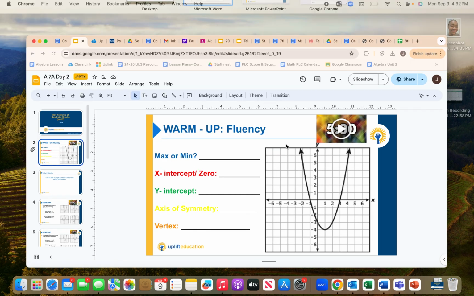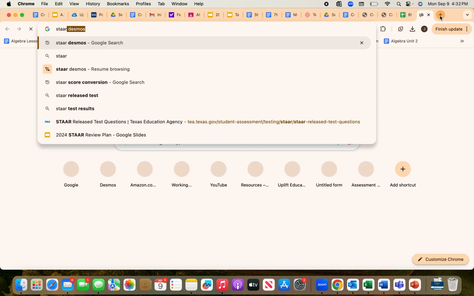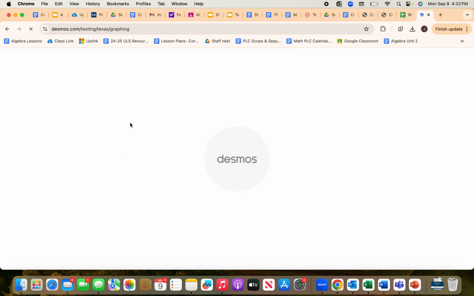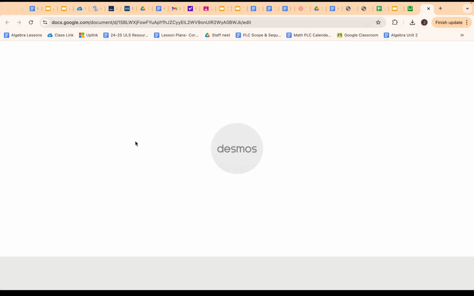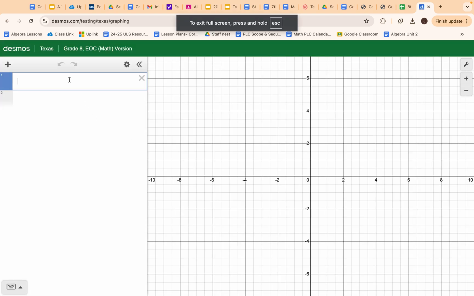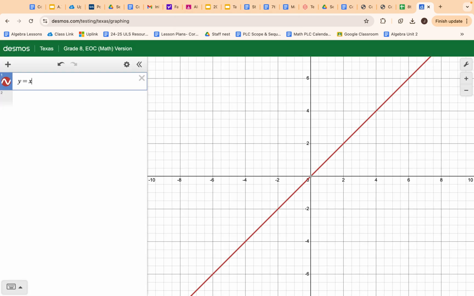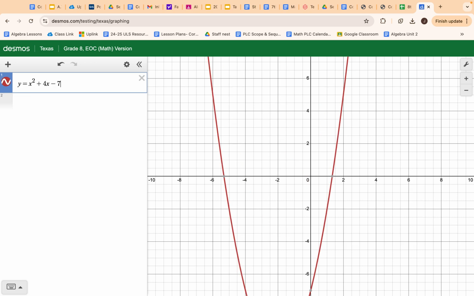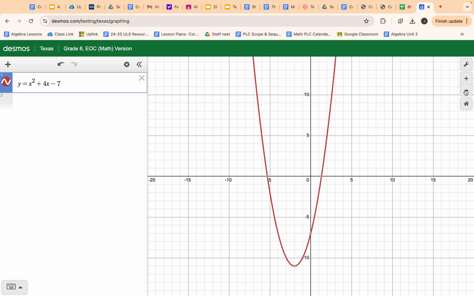So go ahead and go to Desmos for me. I'm going to go ahead and start Desmos, and you'll know exactly what I'm talking about. So number 10 says y equals x squared plus 4x minus 7, and they're asking you to identify the vertex. Well, first on your notes, you need to make sure you draw this parabola that you see. I'm going to go ahead and zoom out so I can see my entire parabola.